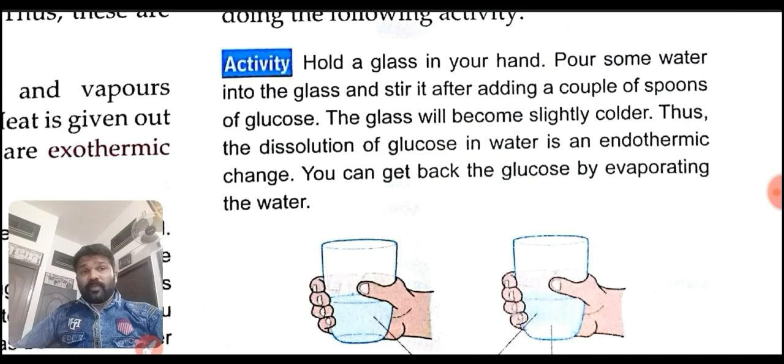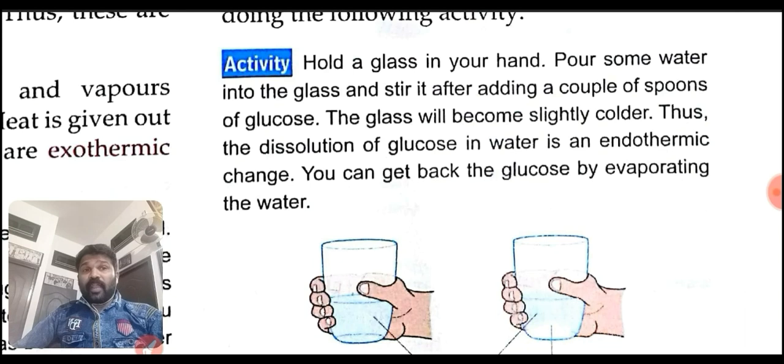What will happen to it? The glass will become slightly colder. We can feel the cool after dissolving glucose in it. Thus, the dissolution of glucose in water is an endothermic change.